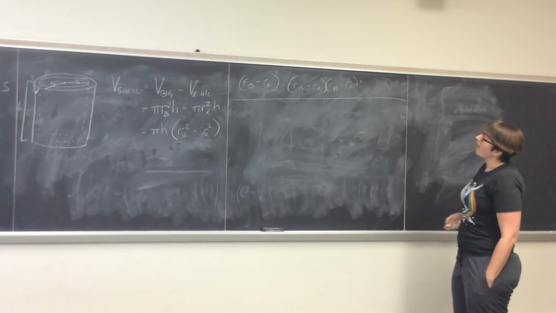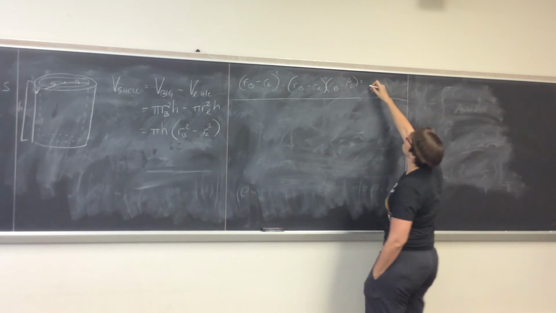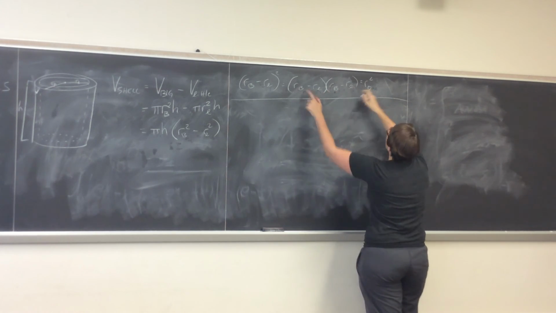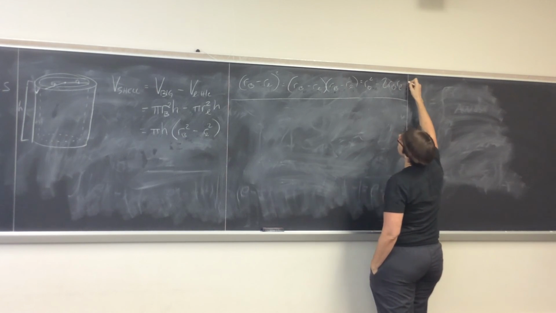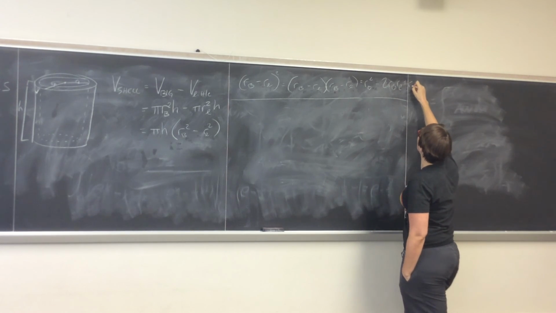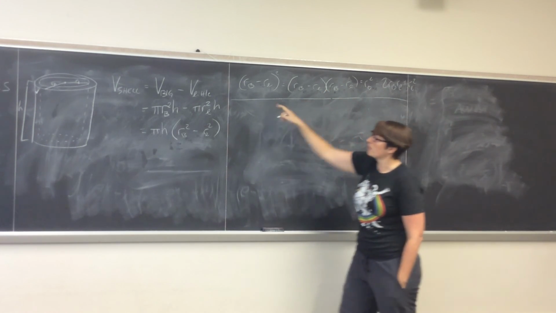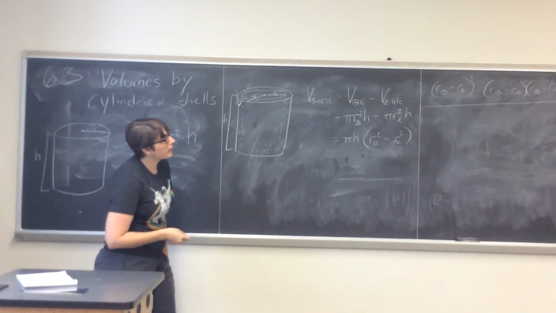And when we FOIL that all out, oh, FOIL, man, you guys. Okay. RB squared minus 2 RB RL plus RL squared. So when we FOIL this guy out, we don't get this. So they aren't equal.